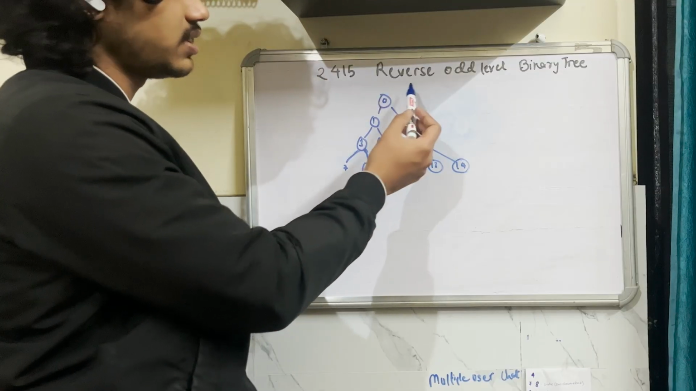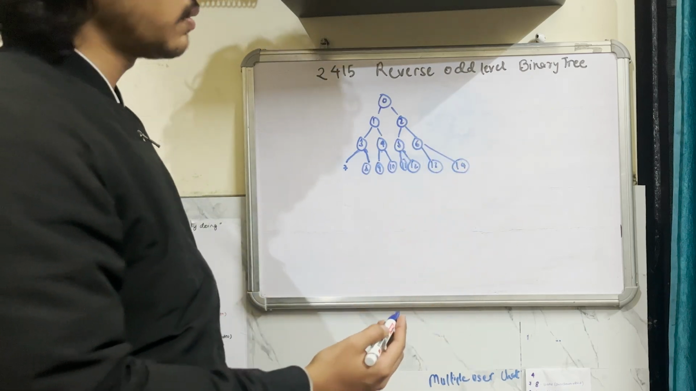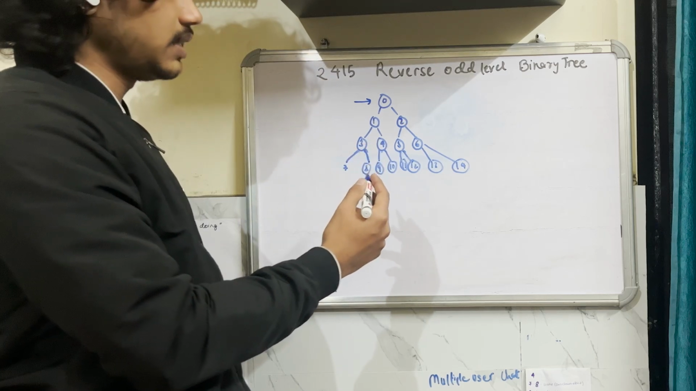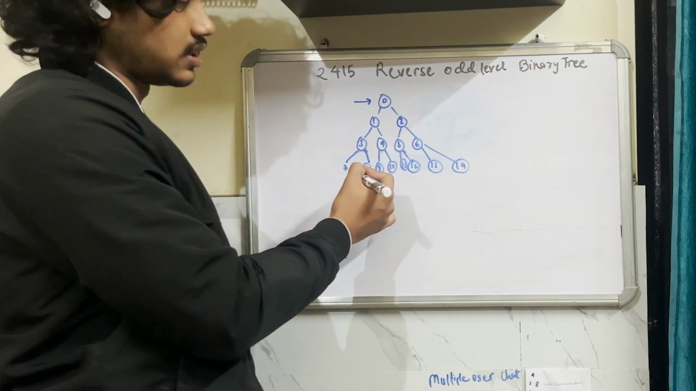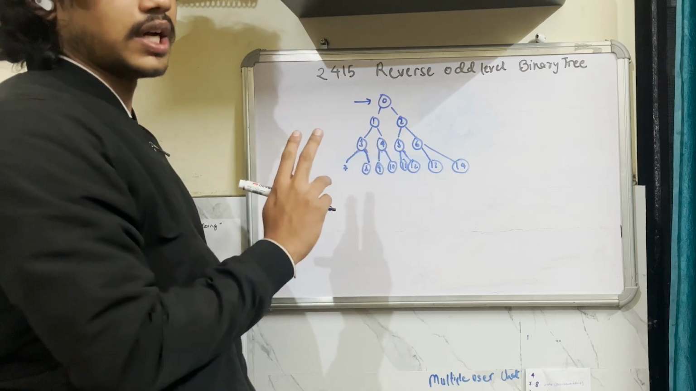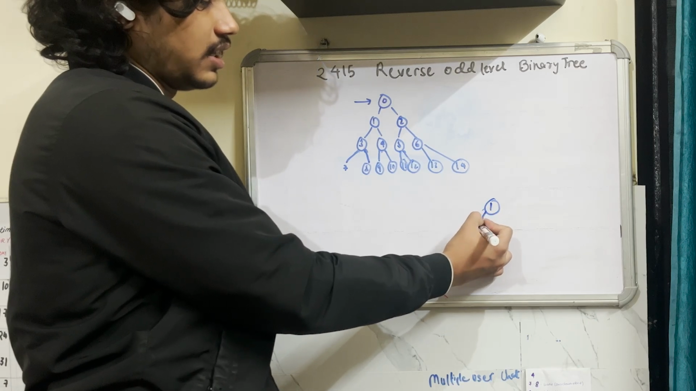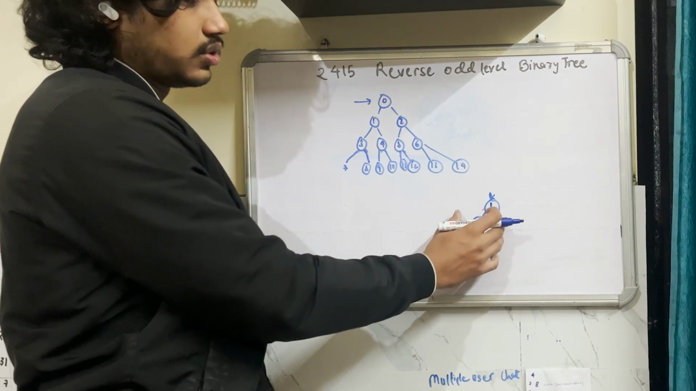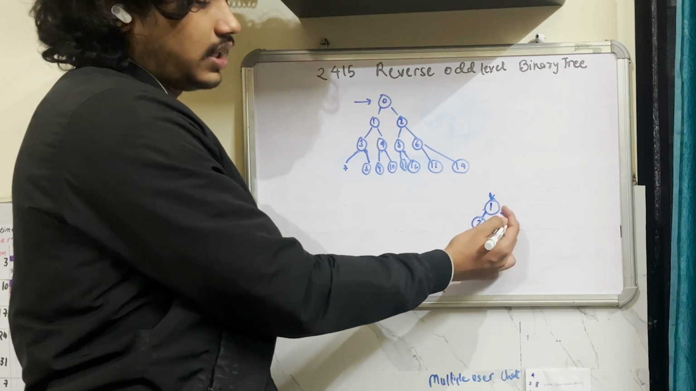Number 2415, which is Reverse Odd Levels of Binary Tree. Basically, we have a binary tree which is a perfect binary tree. If you look at this binary tree, if a level exists, all of the nodes above that level will have two children. For example, if this is your root node or any node, you can't have just one child.